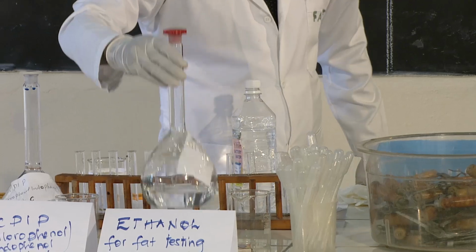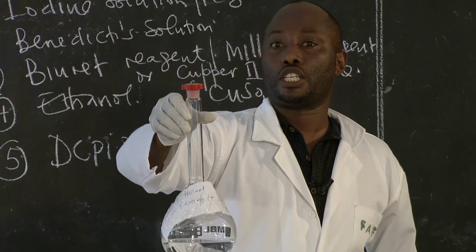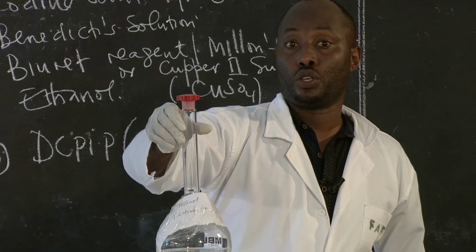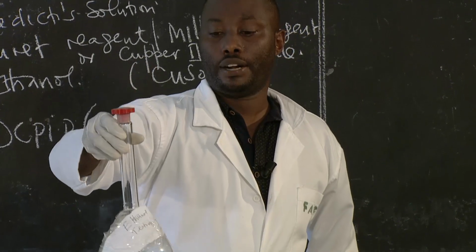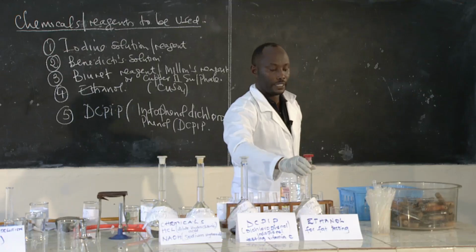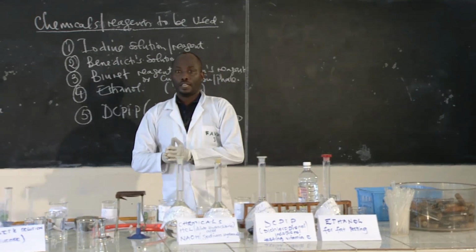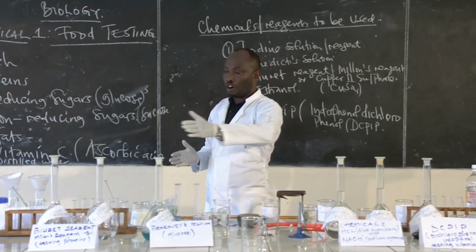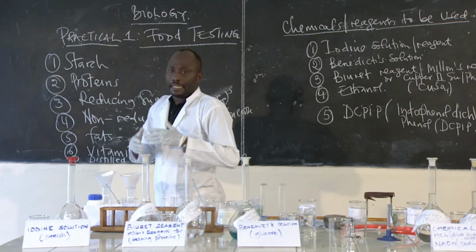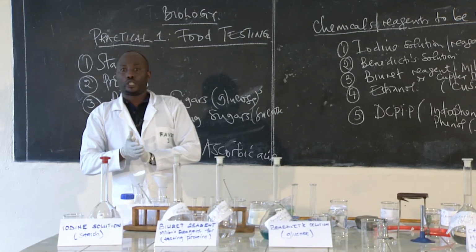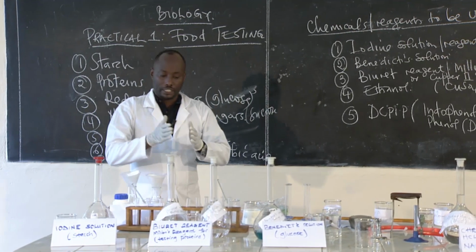We have ethanol. What does ethanol do? The ethanol is used for testing fats. All right, student. Excellent. We have seen all the reagents we are going to use, and all the food we are going to be testing. Let us now start our practical of testing starch.